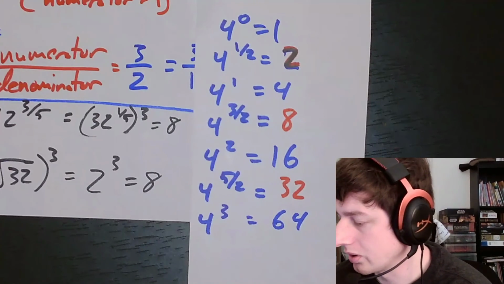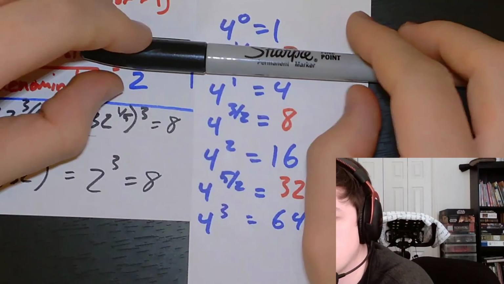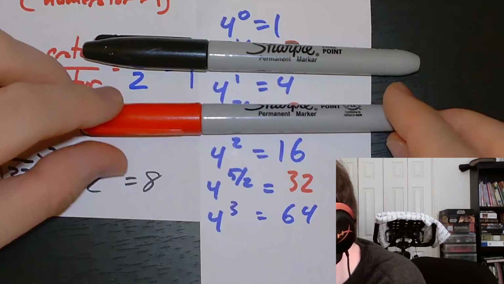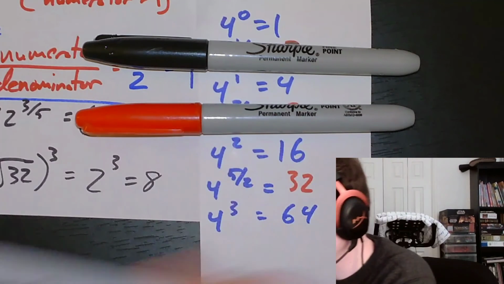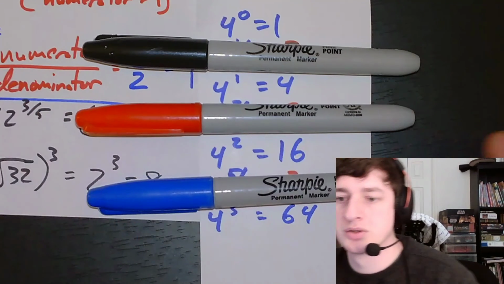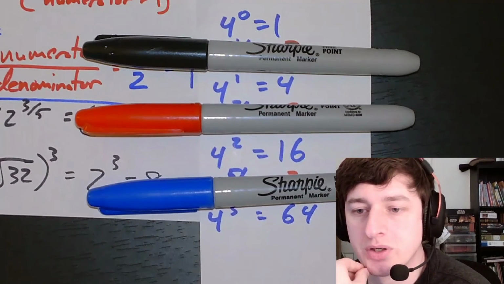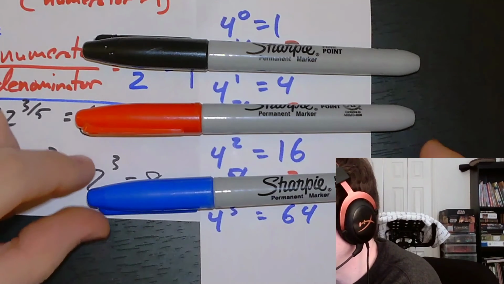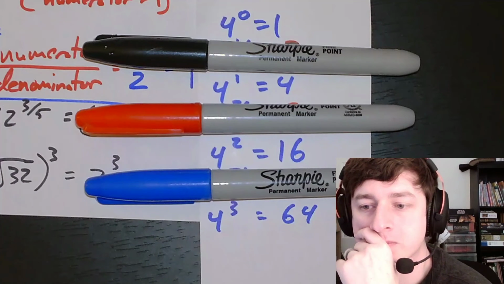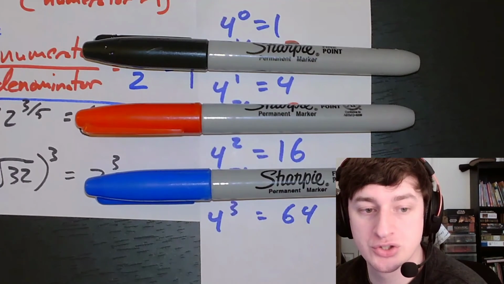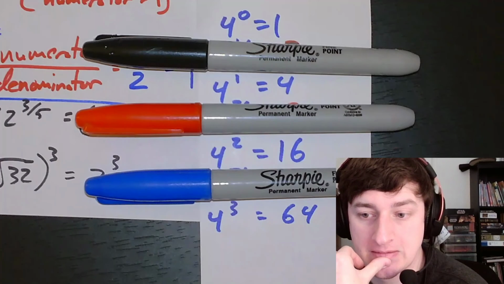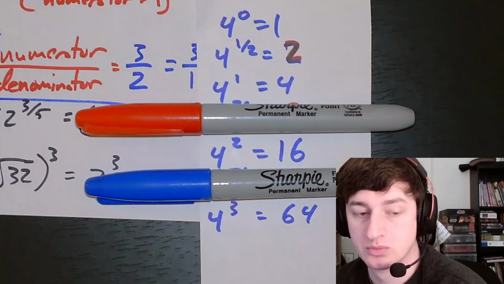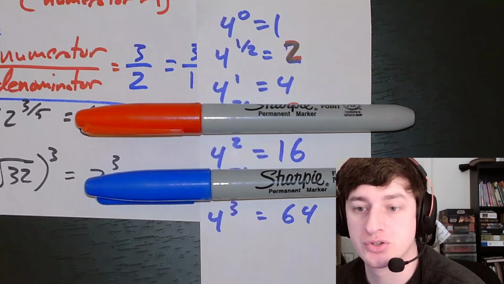If we ignore all the fraction numbers, here we just have 4 to the 0 is 1, 4 to the first is 4, 4 squared is 16, 4 to the third is 64. Okay, so those are the integer exponents. Now, 4 to the half is 2, right? The square root of 4 is 2.